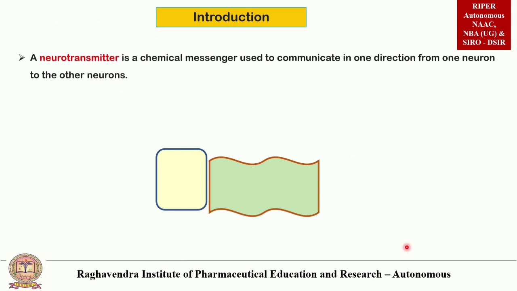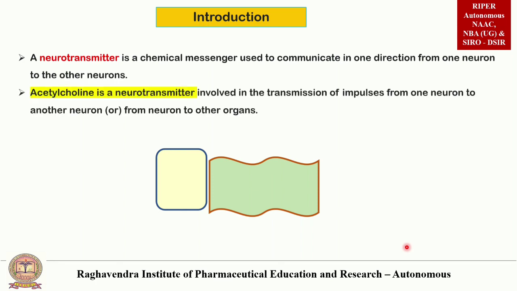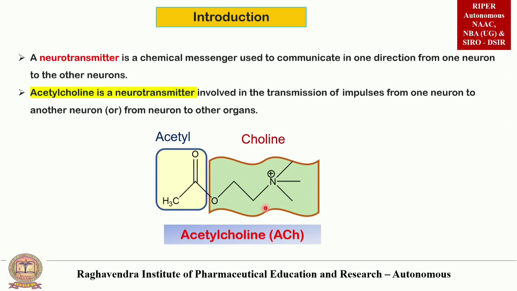Coming to the neurotransmitter. A neurotransmitter is a chemical messenger which is used to communicate in one direction from one neuron to another neuron. Acetylcholine is a neurotransmitter which is involved in the transmission of impulses from one neuron to another neuron or from neuron to other organs. This structure represents the acetylcholine. The left side is an acetyl moiety and the right side part is known as choline. This is the structure of acetylcholine.